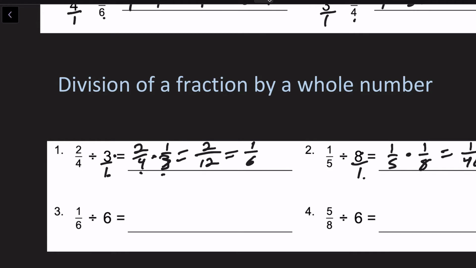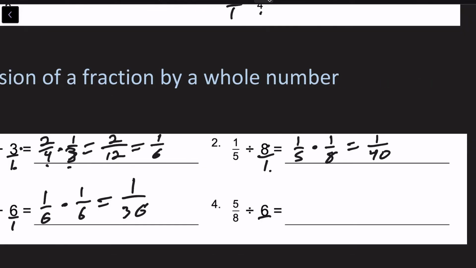Let's rewrite this 6 as 6 over 1. Now 1 over 6 times the reciprocal of 6 over 1, which is 1 over 6. So this becomes 1 times 1 is 1, 6 times 6 is 36. That's our final answer.